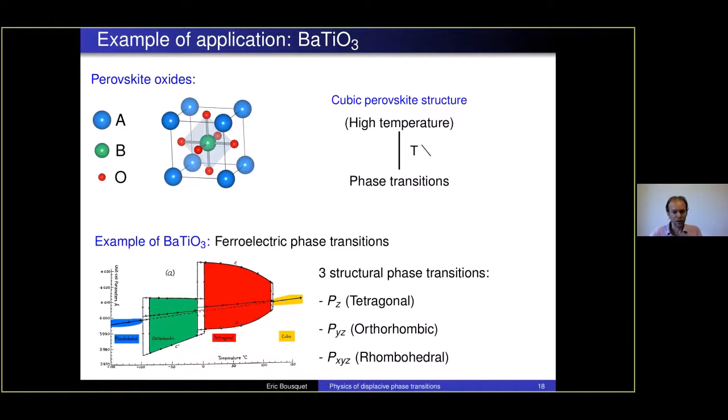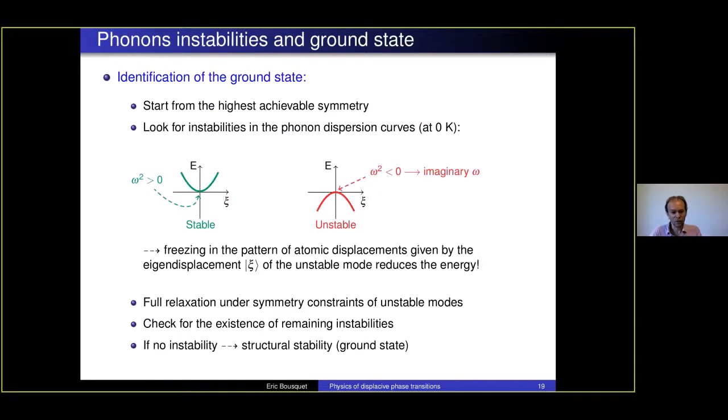Okay, so let's start. This is how we identify from DFT a ground state structure of a crystal. This is, let's say, the main guideline for those doing DFT simulations. Basically, you start from the highest symmetry position you can have in your crystal. Here, for barium titanate, it will be the cubic phase. Then you do the phonon calculations, and you look, as I've mentioned before, at the phonon instabilities. So you look at which phonons are imaginary.